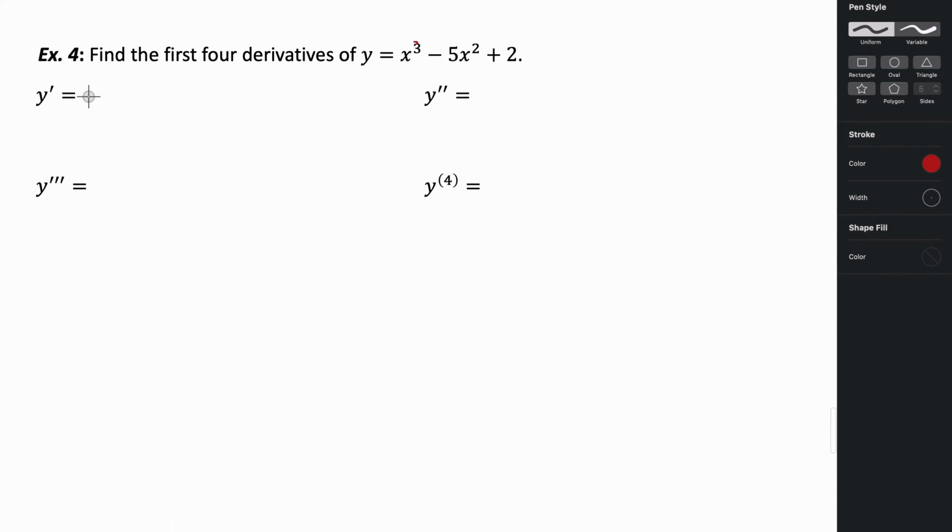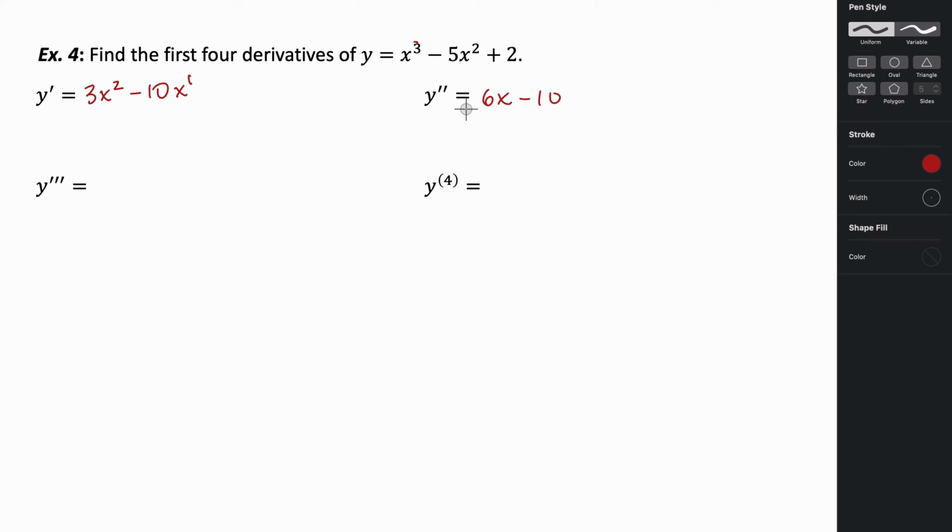So for the first term, we're going to get 3x squared. For the second term, it's going to be 2 times negative 5, which is negative 10, times x to the first. And then the derivative of 2 is just 0. So this is our first derivative. To get the second derivative, we just take the derivative of the first derivative. And so we have 2 times 3, that's 6x. And then this is to the first, so we get minus 10 times x to the 0, which is just 1. So this is the second derivative.